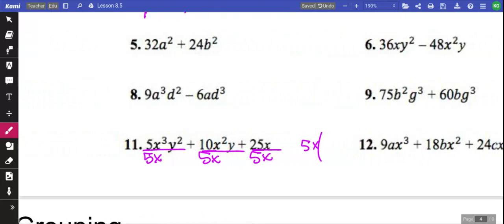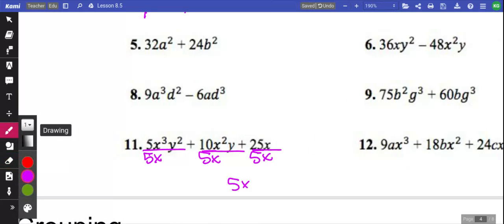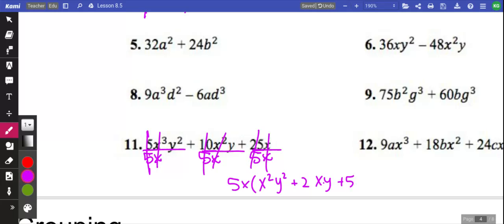So when I divide these all out, I'm going to have 5x as my greatest common factor, and that would leave me with x squared, y squared. This one, 10 divided by 5 is 2. Take away an x would leave me with xy. And 25 divided by 5 is 5, and the x's cancel.